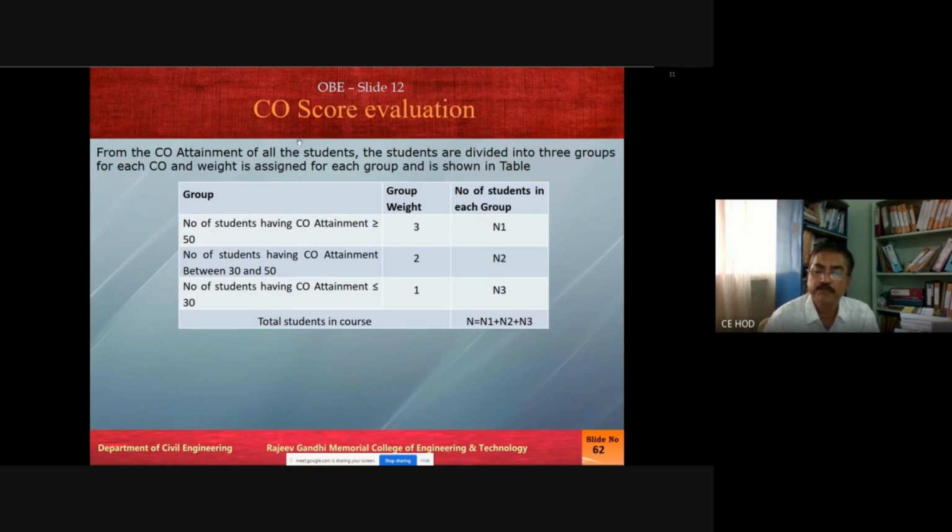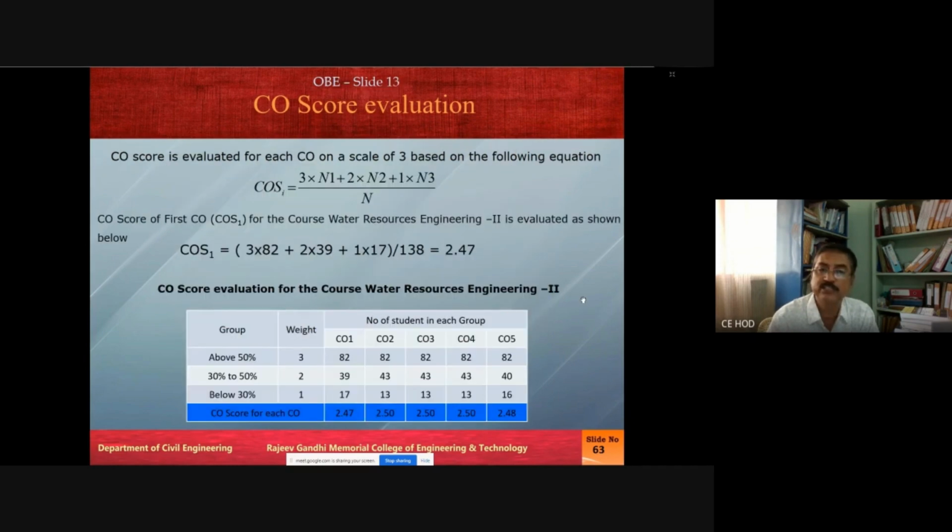Coming to PO attainment, we have followed one particular method, that is CO score evaluation, which I have already shown. If 50% of students cross CO attainment 50, a weightage of 3 is given. A weightage of 2 is given for the middle band, 30 to 52, and a weightage of 1 for less than 31. So we have grouped the students as N1, N2, N3, sir. Total number of students N is equal to N1 plus N2 plus N3.